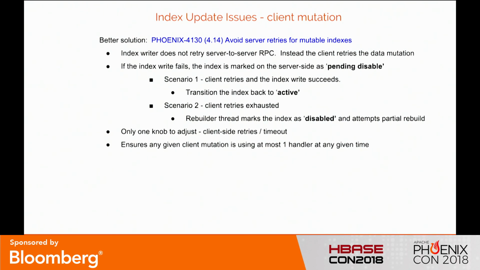Another reason why we have this pending disable state is if for some reason the client goes away, the client dies, the rebuilder thread will detect that it's been in pending disable for too long, and it'll transition it to disable. This makes it simpler, so now we don't have that separate client-side and server-side timeout to adjust. We only have one knob to turn here, and now we can be sure that every client mutation is only using one handler.